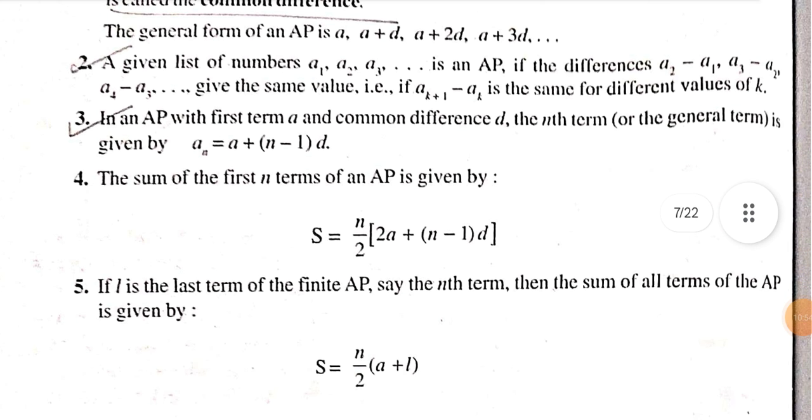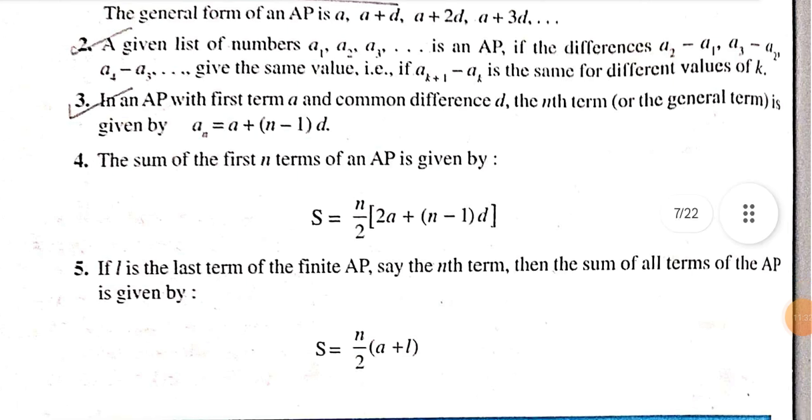2. The given list of numbers a1, a2, a3 is an AP if the differences a2 minus a1, a3 minus a2, a4 minus a3 and so on give the same value, that is, if a(k plus 1) minus a(k) is the same for different values of k. 3. In an AP with first term a and common difference d, the nth term or the general term is given by an is equal to a plus (n minus 1) d.